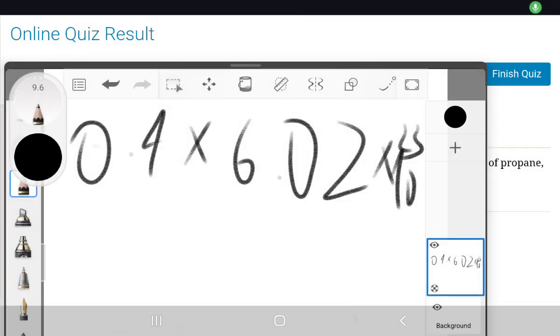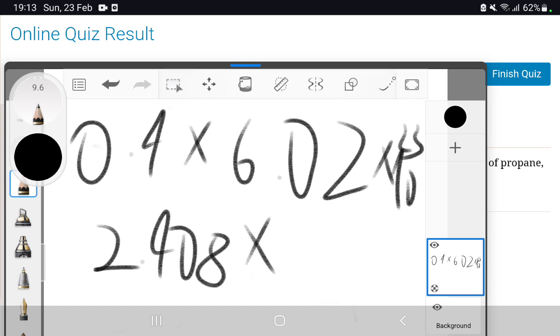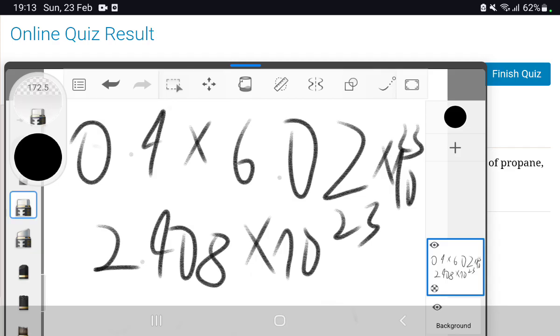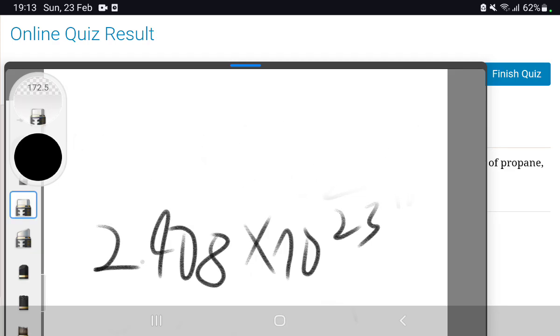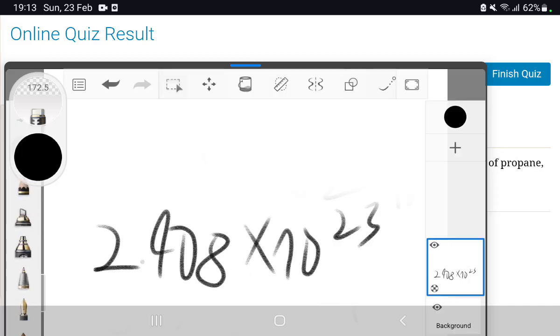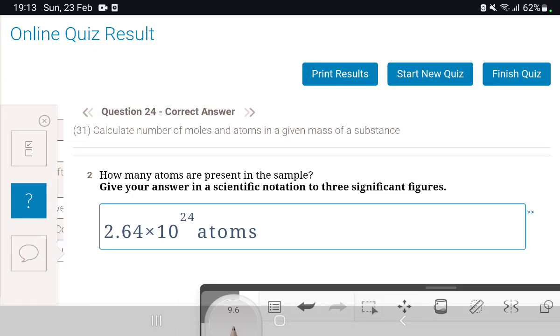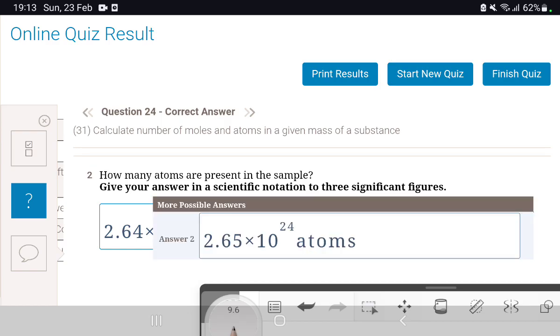This will give us 2.408 times 10 to the power of 23. Now to find the atoms from the molecules, all we're going to do is this number times the atomicity, which is 11, which will give us 2.65, or 2.648 times 10 to the 24.